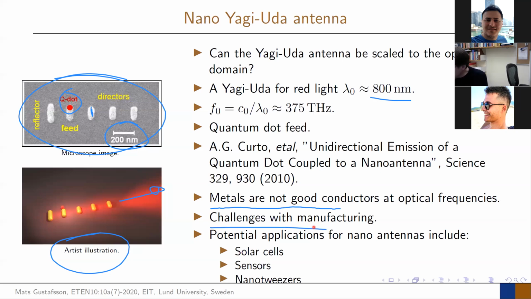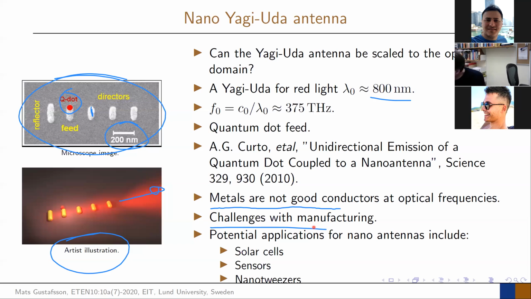Of course, manufacturing is challenging because they're so small. Imagine you made your own patch antenna this week. You could sit there with a pair of scissors and cut it to the size you would like. How do you do that when it should be 200 nanometers? You cannot do that with a pair of scissors. So manufacturing is of course much harder.